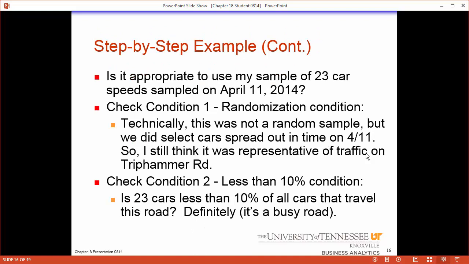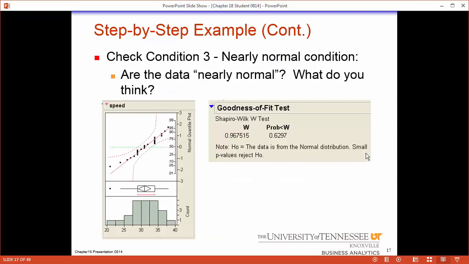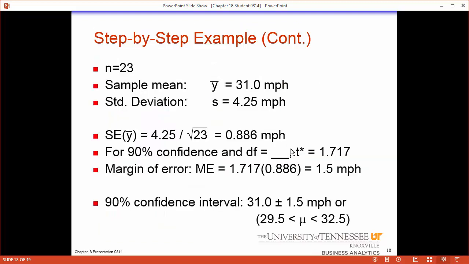So checking these conditions, we seem to be pretty good. We seem to meet everything needed. We have randomly selected, we have the 10% condition, and then we can actually look at the shape. And looking at this right down here at the bottom, that looks unimodal, it looks slightly symmetric, and it even passes a goodness of fit test. We see here the p-value is not low, so we do not have evidence of non-normality. So we're good.